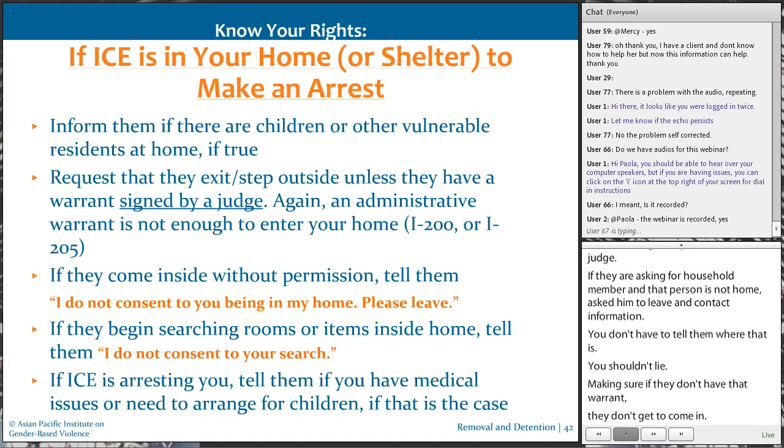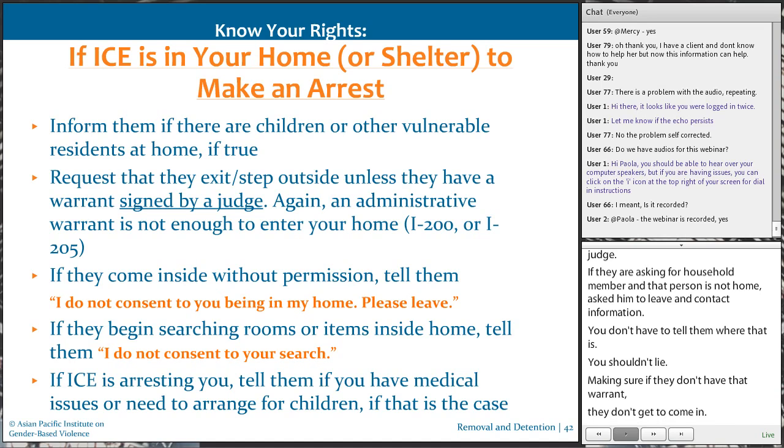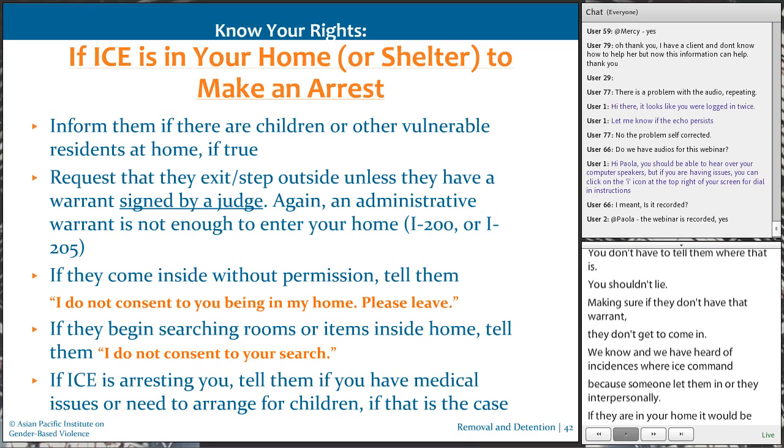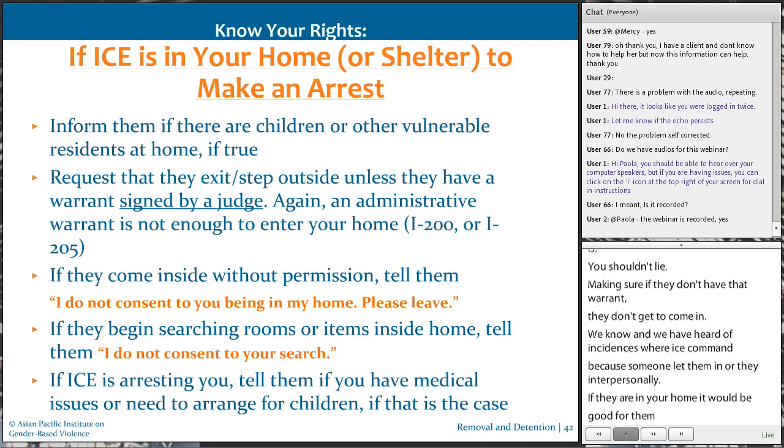We do know, and we have certainly heard of instances where ICE either come in because somebody let them in, or they enter forcefully. And so if they are in your home or at your program, my recommendation these days, given how much we are seeing on social media, and folks have cameras on their phones, is that it's maybe helpful to be documenting what's happening in these interactions.